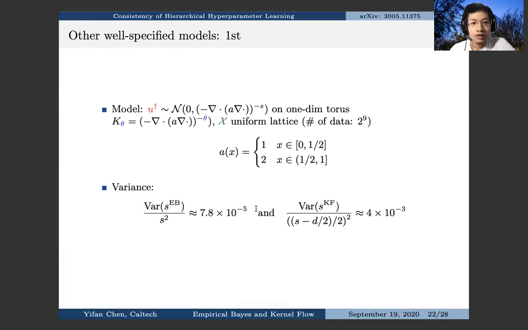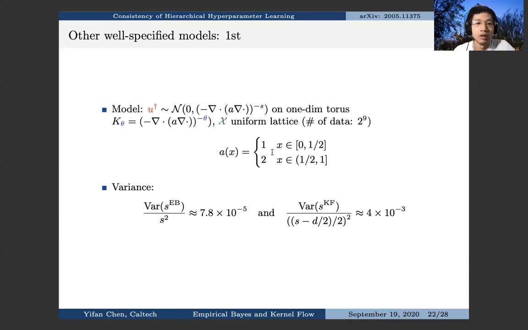Okay, so that nearly concludes our Matern class model part. And here we will investigate other well-specified models. For our first example, we'll assume U dagger is drawn from this Gaussian process. Here it is no longer the minus Laplace, but a general elliptic operator. We're still doing the one-dimensional case. And here, A, we choose it to be a discontinuous function. It has a discontinuity point at 1/2. Because it's a well-specified model, we choose the kernel K theta to be the same as the covariance function. And we choose the data position x to be the uniform lattice as before with number of data 2 to the 9.